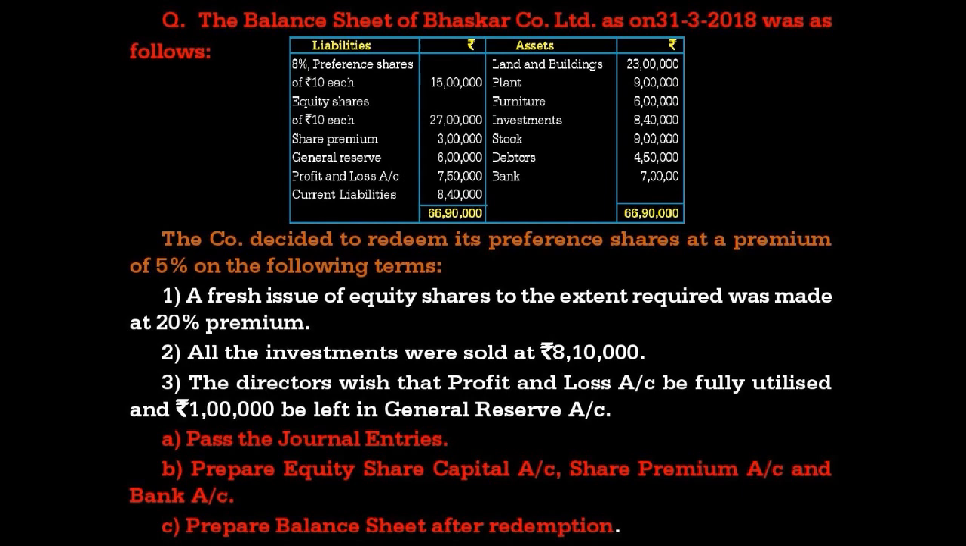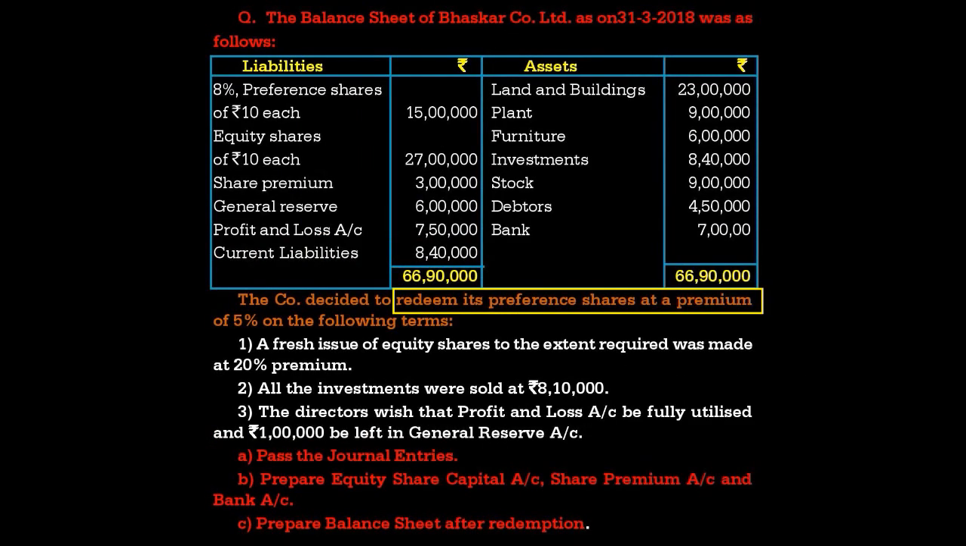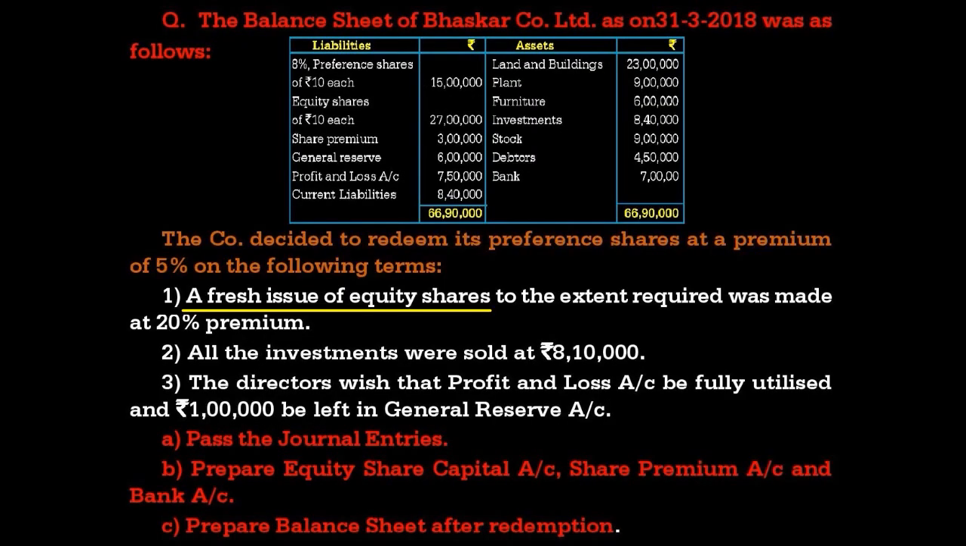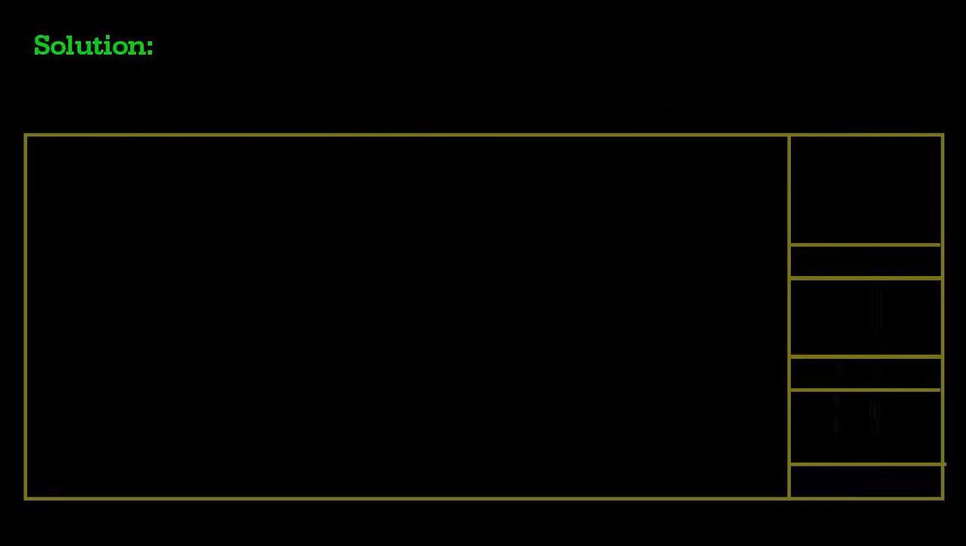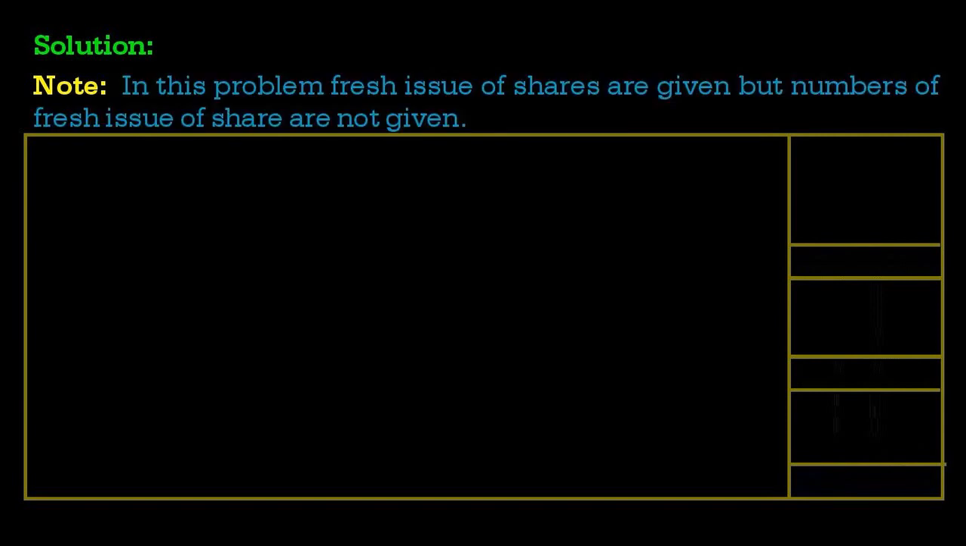There are 3 questions asked in this problem, and this problem relates to redemption of preference shares at premium. Here a fresh issue of equity shares has to be made, but we don't know how many equity shares are issued. The number of new fresh shares is not given. So before starting journal entries, we have to prepare a note. We should find out how many equity shares are to be issued newly to redeem the preference shares.